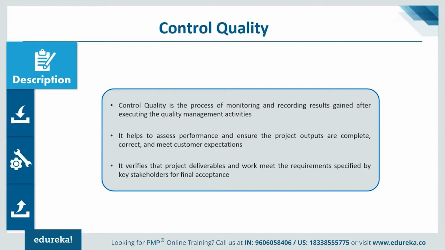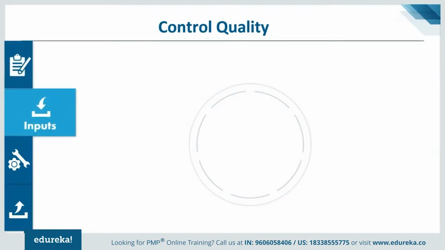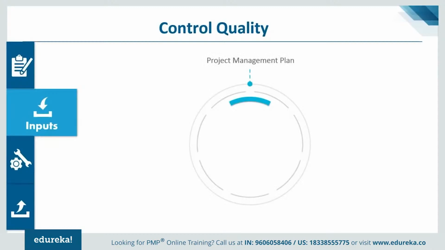Not only that, it will also verify that the project deliverables and work meet the requirements specified by key stakeholders for final acceptance. So there has to be continuous verification and validation happening as part of control quality as well. Right, so let's get started with control quality aspects. Of course, we'll start with inputs. We can't miss the project plan itself, and the project plan will also give you the quality management plan for us to refer to. That's where we have already mentioned how you are going to do control quality activities, so we can refer to those.